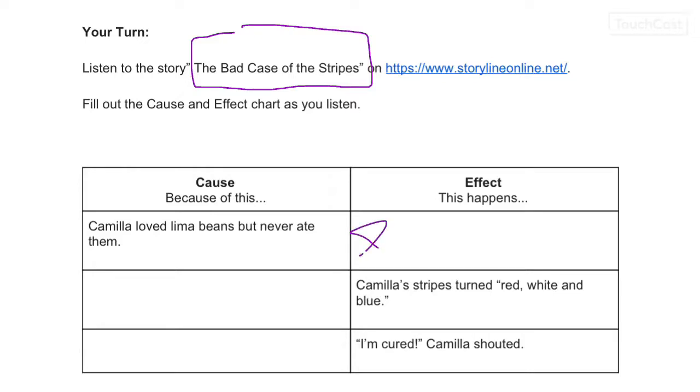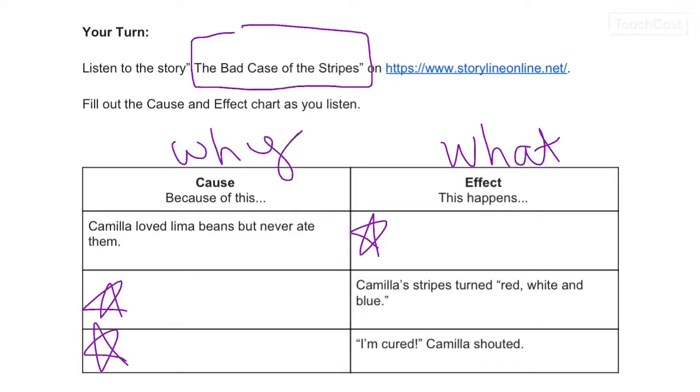So you have 3 parts to fill in. So again, the effect is what, the cause is why. So Camilla loved lima beans but never ate them is the why. Try to tell me the what happened. And then I give you 2 effects. Camilla's stripes turned red, white, and blue. Why they turned red, white, and blue? I'm cured, Camilla shouted. Why? So you can listen to the story as many times as you'd like, but I'd like you to fill out those 3 parts, and we will share together on Zoom.